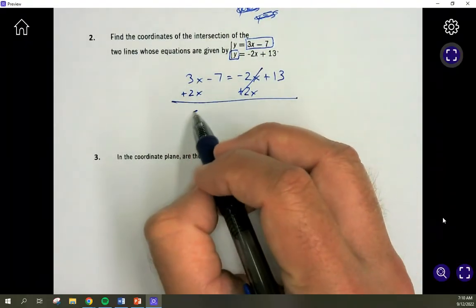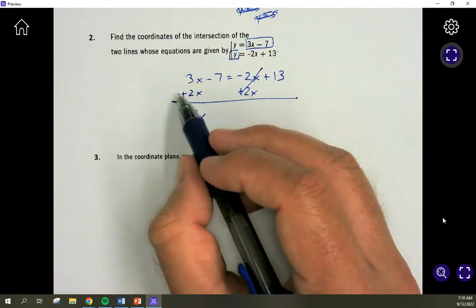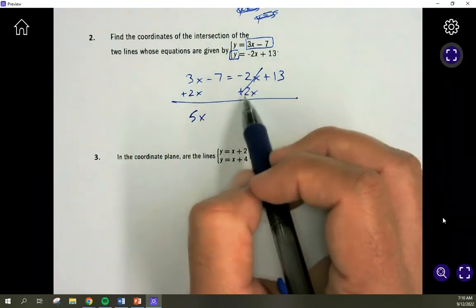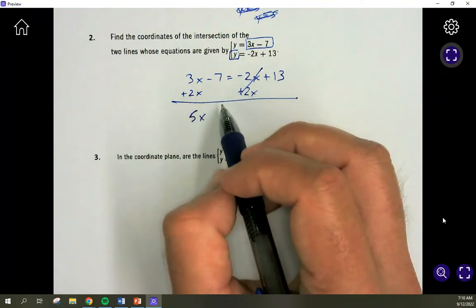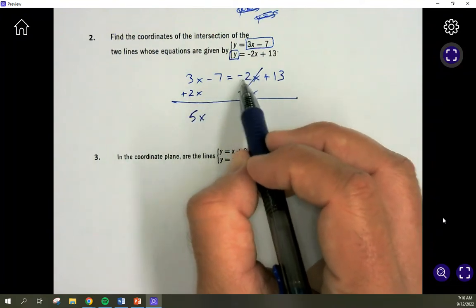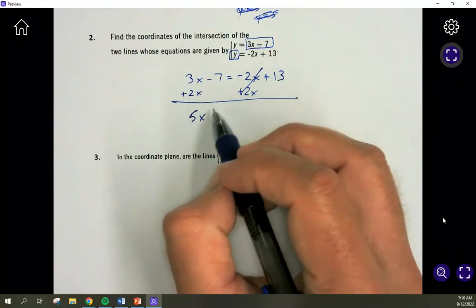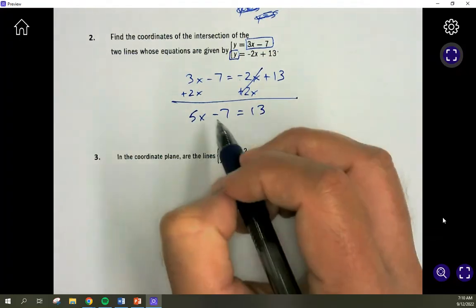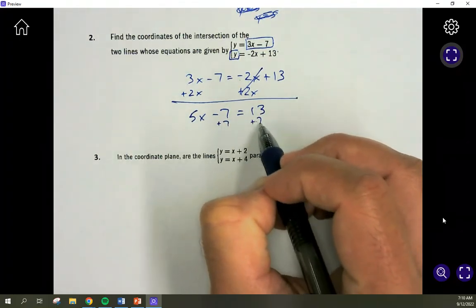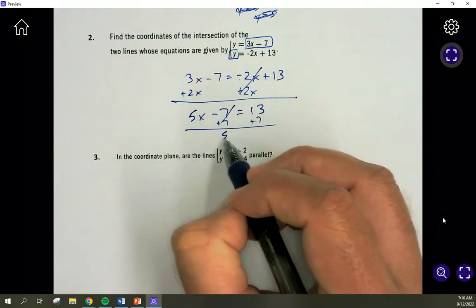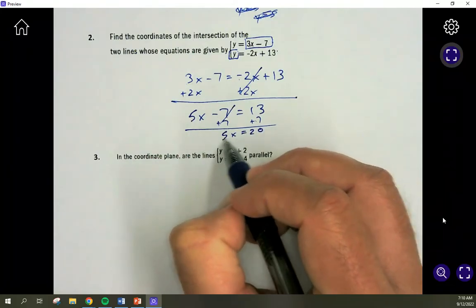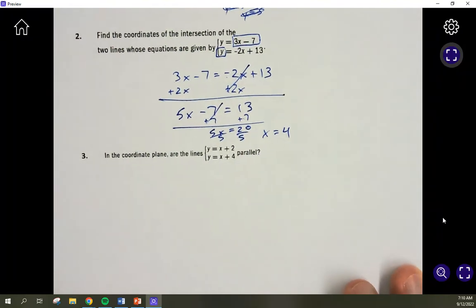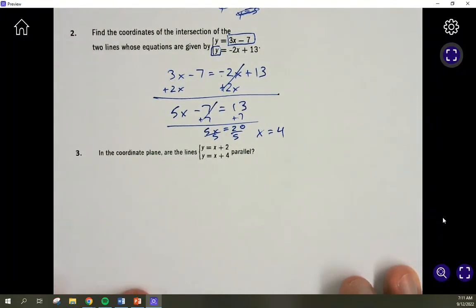to eliminate this, and now I've created a positive 5x. If I had minus 3x, I would end up with a negative 5x. We tend to make more mistakes with negatives, so if you can keep things positive, that's great. So I got rid of this because negative 2 is smaller than positive 3, but either way will work. All right, I'm going to add 7 to get rid of it. 5x equals 20, divide by 5, x equals 4.